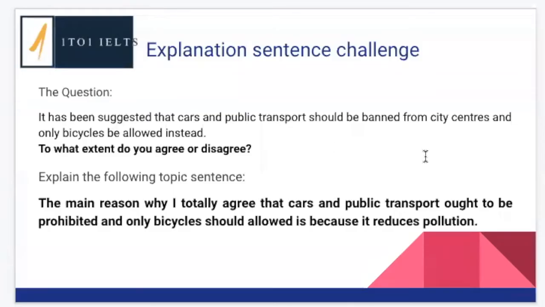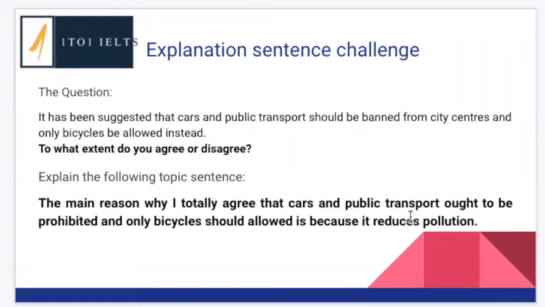The question was, it has been suggested that cars and public transport should be banned from city centres and only bicycles be allowed instead. This was an opinion essay because it says, to what extent do you agree or disagree? So we have a topic sentence that we want to explain, and the topic sentence was, the main reason why I totally agree that cars and public transport ought to be prohibited and only bicycles should be allowed is because it reduces pollution.